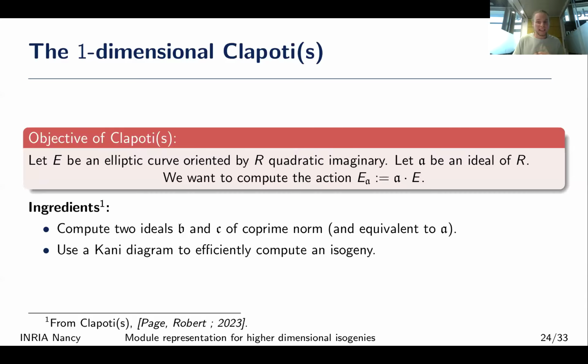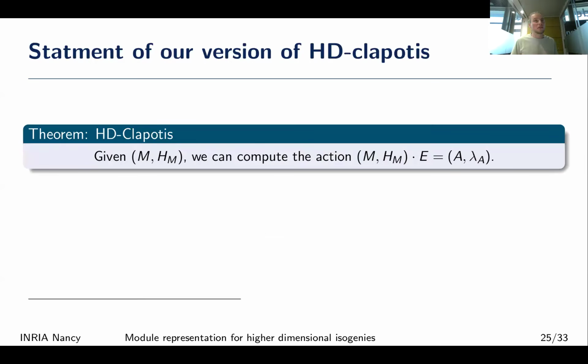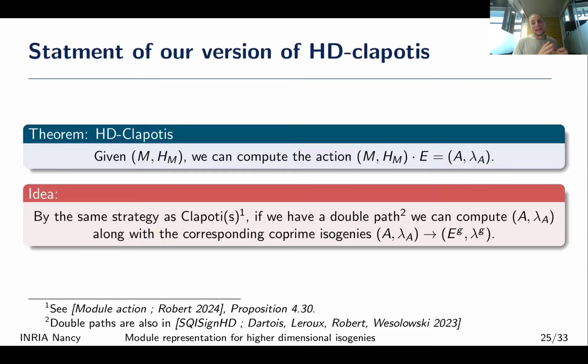And so what we want for Isogeny Clapoti is exactly the same thing. Given the Hermitian module (M, H), we want to compute the action of this Hermitian module on the fixed base curve E, and end up recovering a representation of A together with its polarization. Here, when I compute a new representation of A, it can be given, for example, by theta coordinates. We just want a representation that allows us to perform the usual algorithms that we want to do with abelian varieties. And so the idea of our Isogeny Clapoti algorithm is really the same as the one in one dimension, because we are going to construct double paths between A and E^g that will allow us to, as explained in the paper of Damien about the module action, recover the abelian variety A.